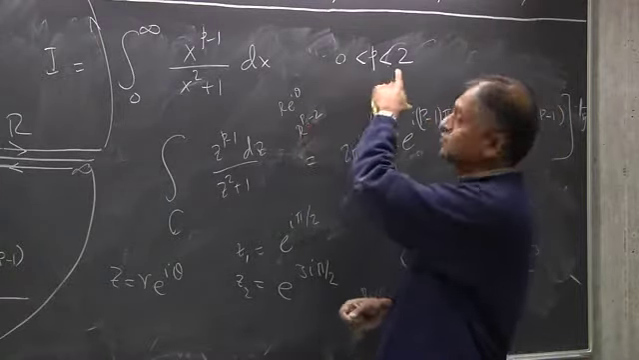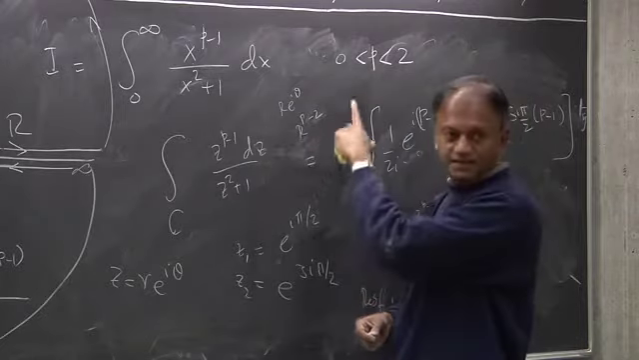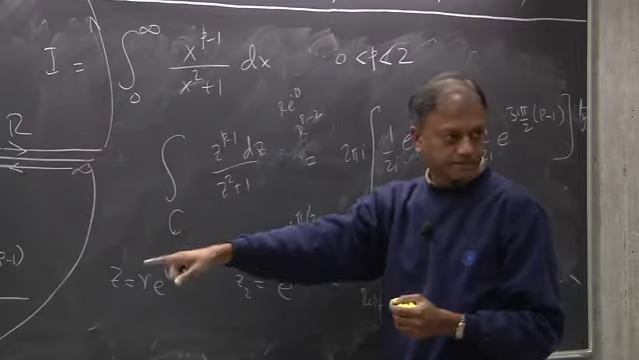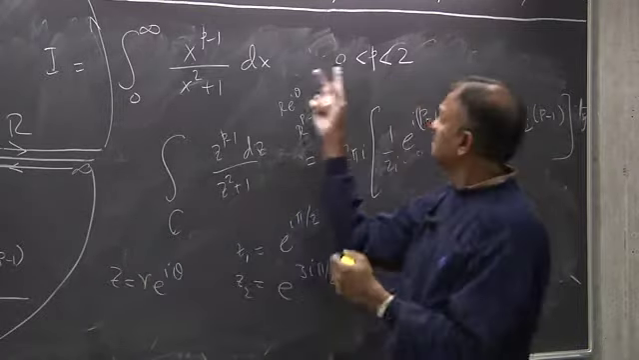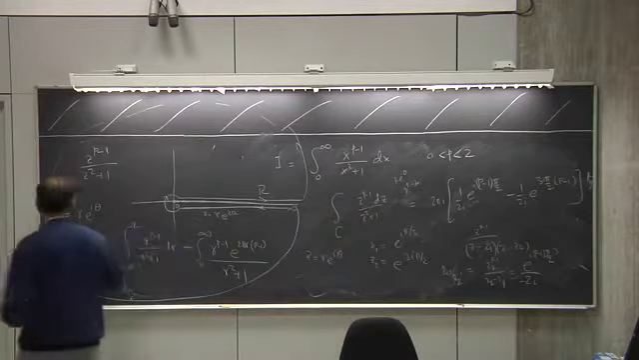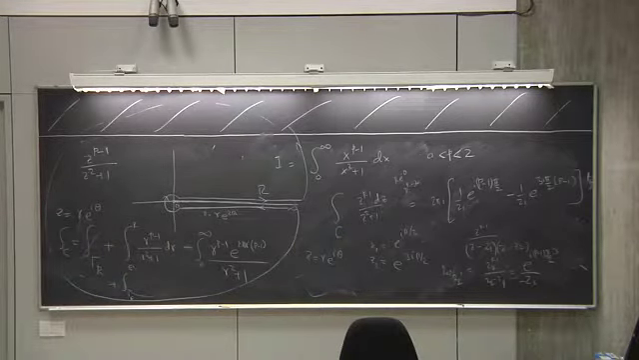But p is less than 2, remember. So that vanishes in the limit R goes to infinity. This is the reason for this choice to begin with. So this integral vanishes.